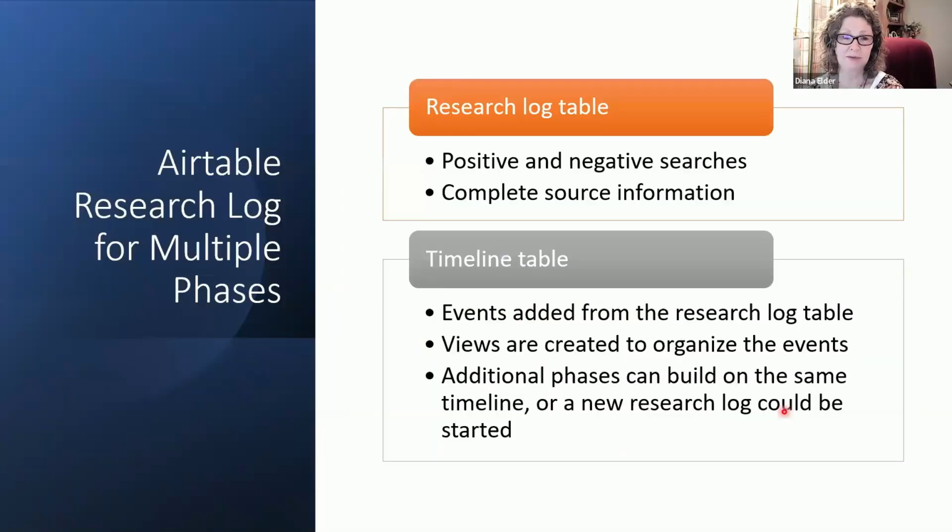So what did I do with my research log for all these different phases? Well, the research log table is part of the overarching research log, the basic research log we use in Airtable, and it holds all the positive and negative searches. So as you are going forward with your research, you will of course have all the sources you already know about and you've added those, but then as you start doing your research, you're going to have some negative searches as well. And those will just be there in your research log so you'll know that you searched a source and that it was negative. And it will have all of your source information for both positive and negative searches.